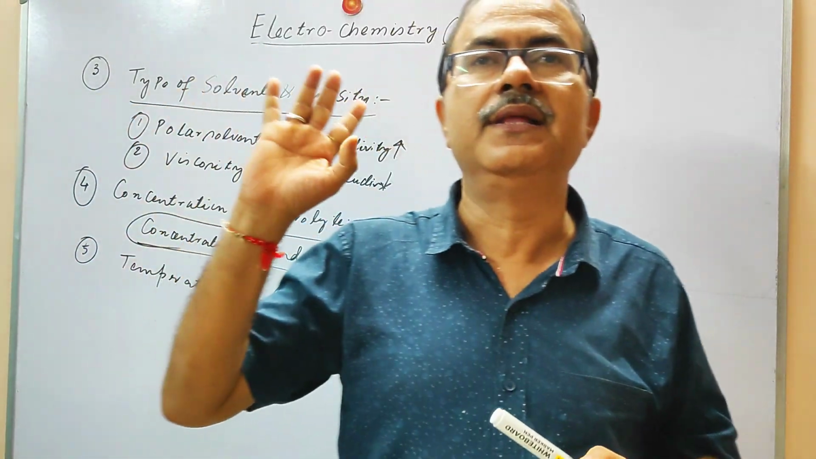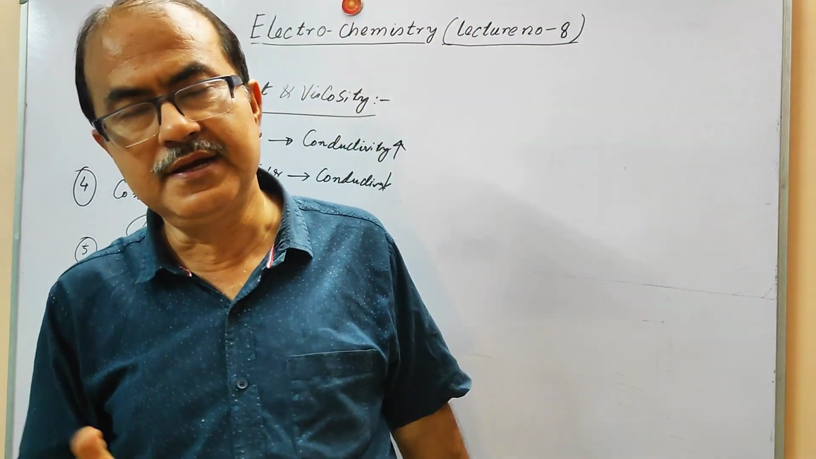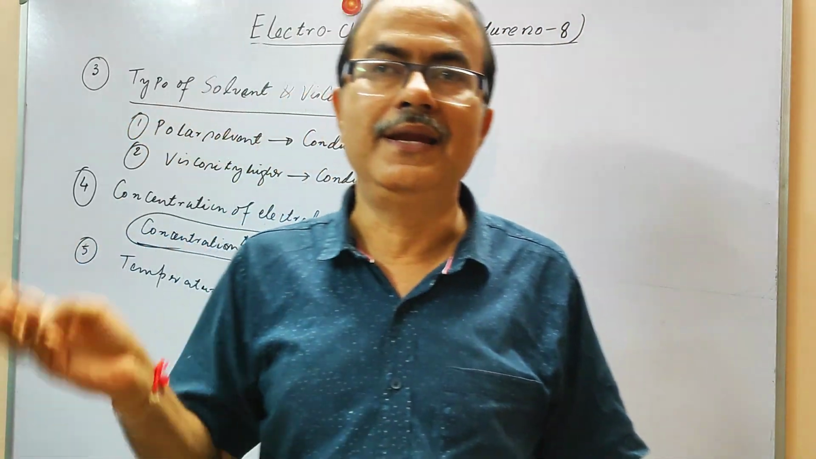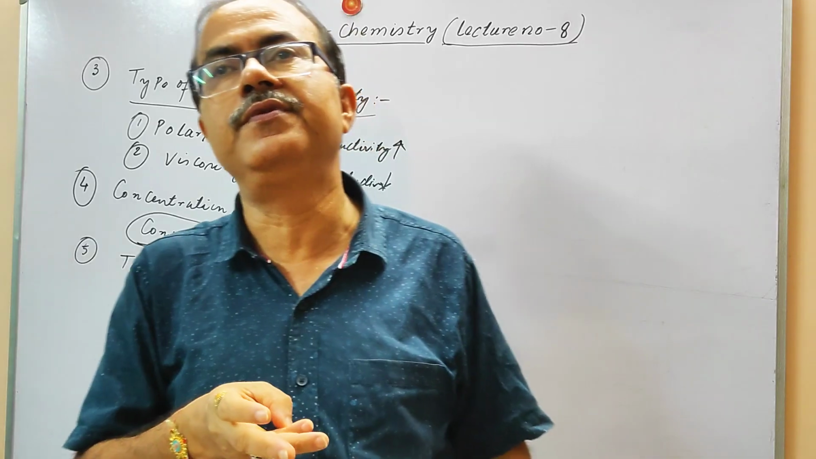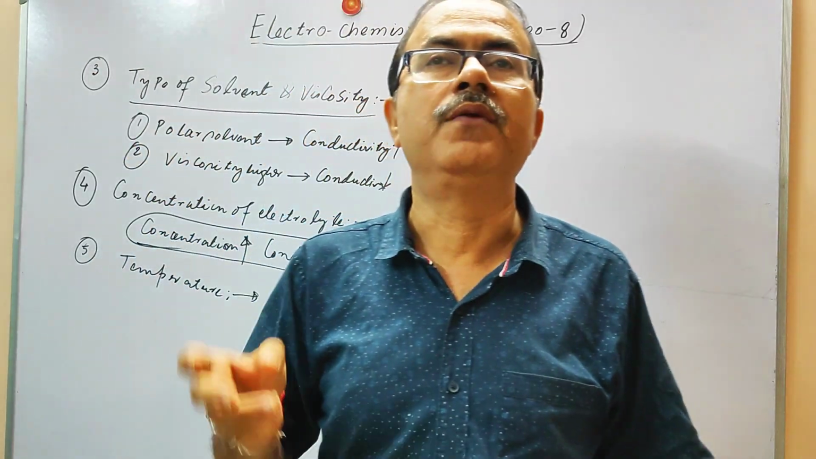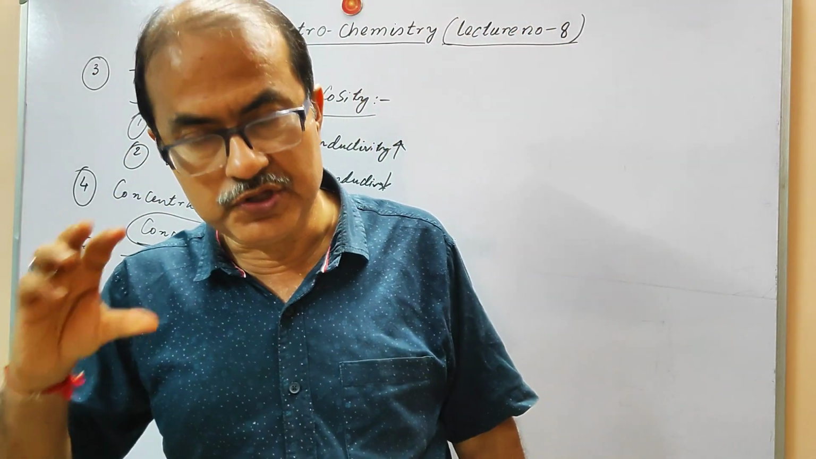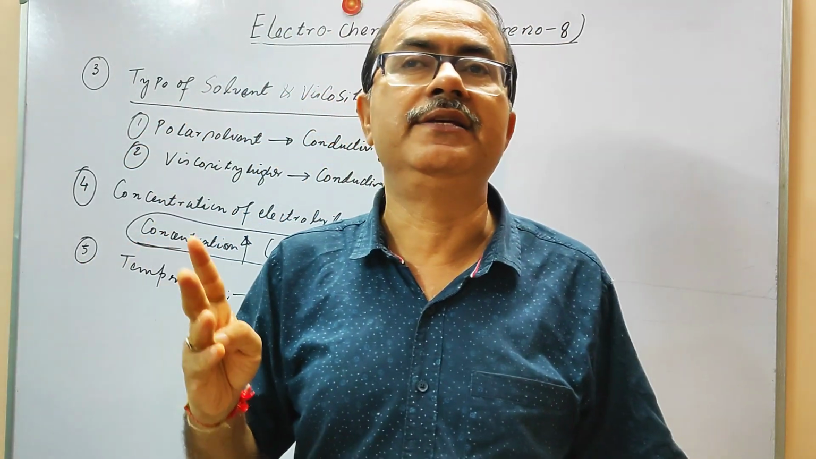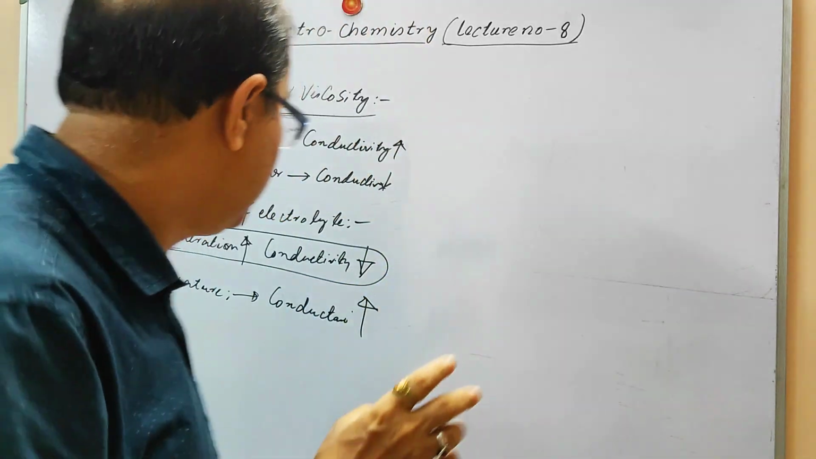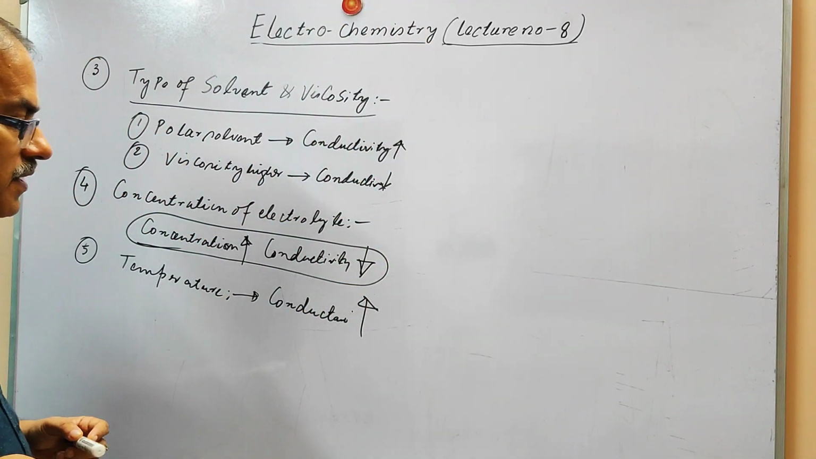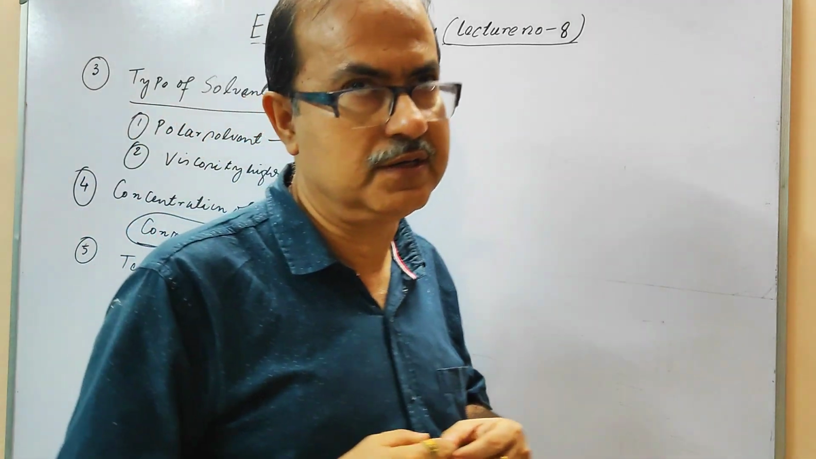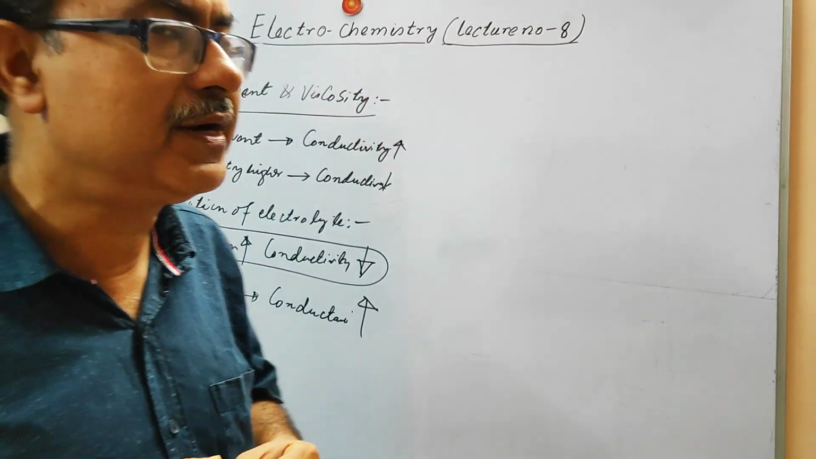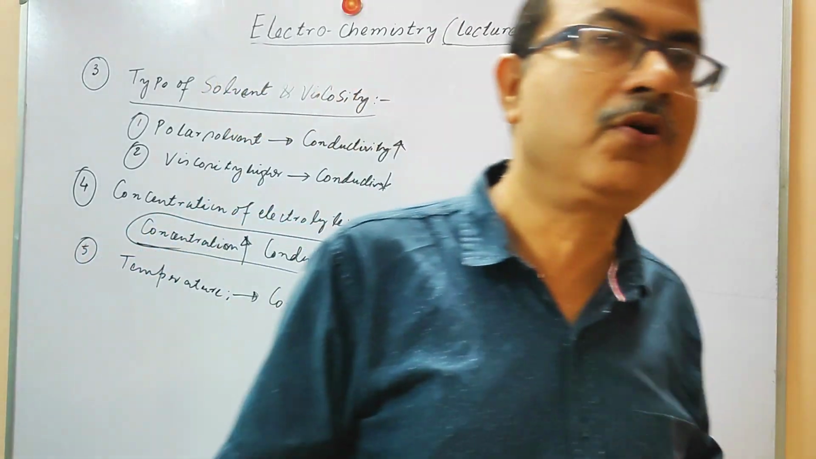So observe the 5 factors. Number 1, the nature of the electrolyte. Second, size of the ions and its solvation. Third, the nature of solvent and viscosity. Fourth, the concentration, which we will discuss in detail in the next lecture. And fifth, the temperature of the ionic solutions.